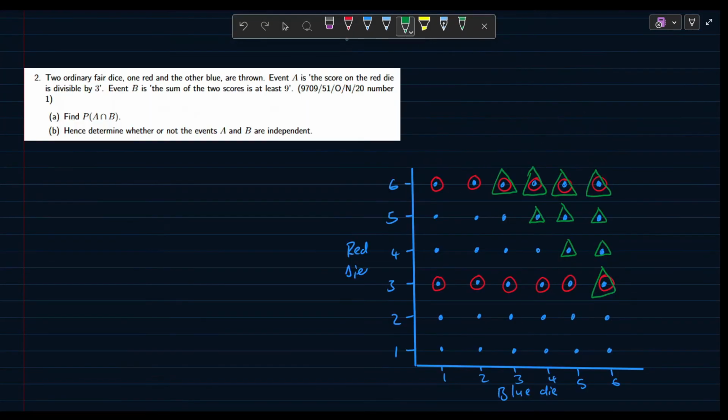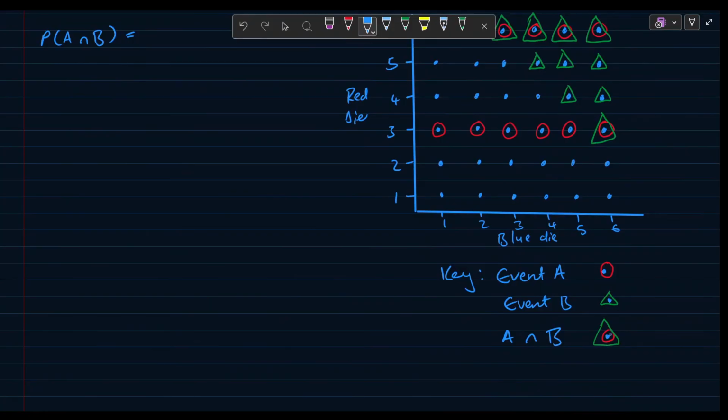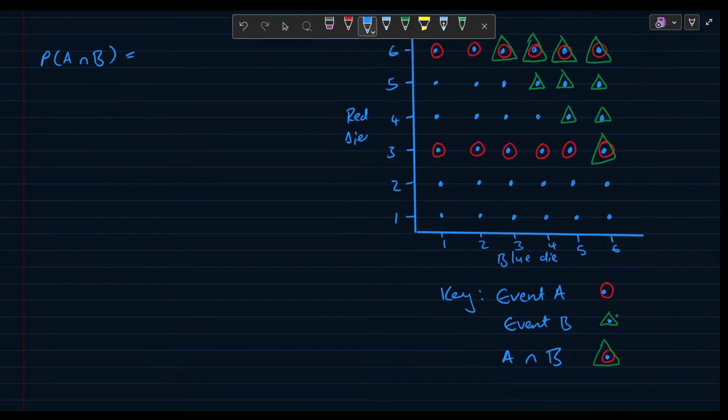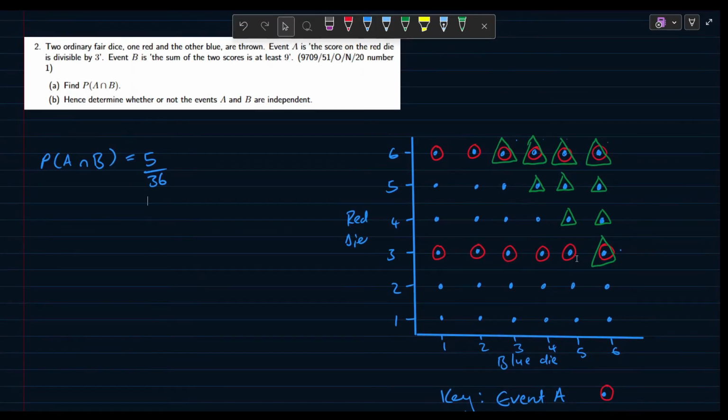Okay, so now we can go on to part A, which says find the probability of A intersection B. So according to our key, A intersection B is a blue dot surrounded by a red circle surrounded by a green triangle. So that's going to be 1, 2, 3, 4, 5, and this is a 6 by 6 grid. So that's a total of 6 times 6, 36 outcomes. So A intersection B is 5 out of 36.